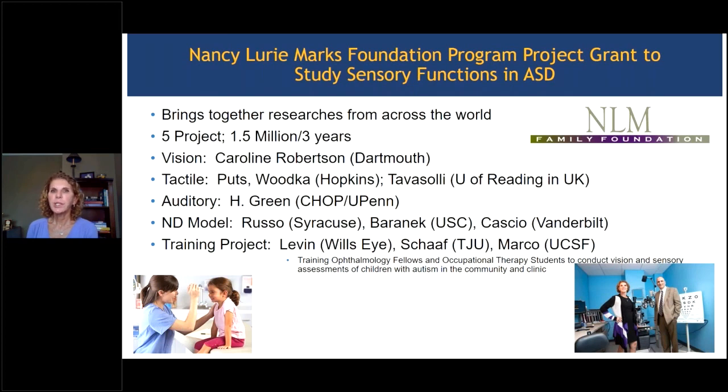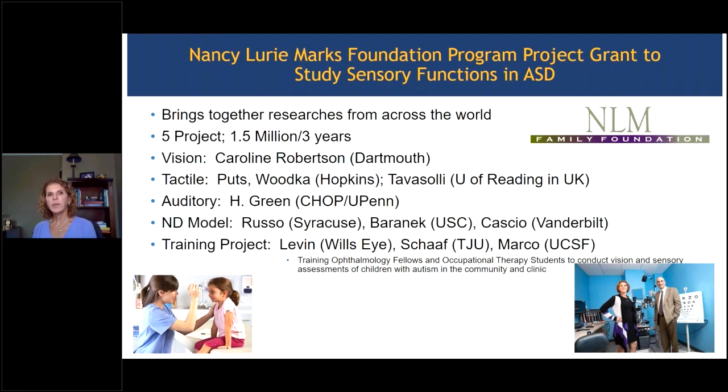We're also funded by the Nancy Lurie Marks Foundation to conduct what's called a program project grant, which is a large grant with several smaller projects under it. So these five projects are all funded around one theme, which is sensory functions in autism. We're looking at sensory functions from the neuron all the way up to the intervention, so we're spanning basic science research to intervention research. It's our hope that these five projects will expand our knowledge about sensory features in autism, and the service project that we are doing is training occupational therapists and ophthalmology residents with the skills needed to assess those with autism, providing vision assessments as well as assessments of other sensory functions provided by the occupational therapist.